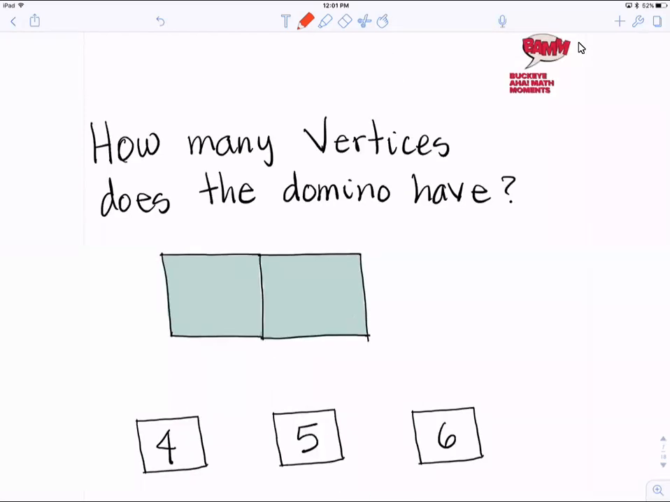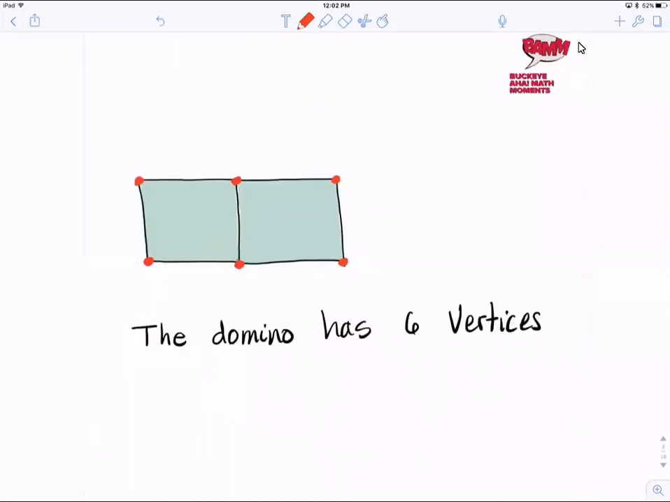Now, a question for you. How many vertices does the domino have? 4, 5, 6. I'll give you a few seconds to think about the answer. The domino has 6 vertices.